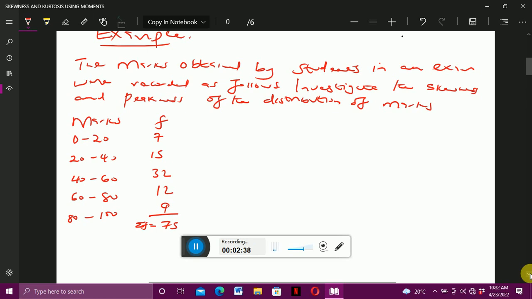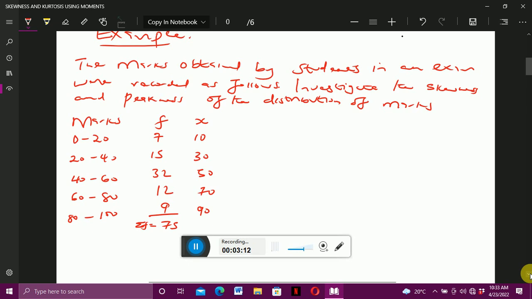So we want to investigate the skewness and peakedness, or the kurtosis, of the distribution of marks using moments. So we always start by getting the midpoints of the classes. 0 plus 20 is 20, dividing by 2 we get 10. 60 divided by 2 is 30. We have 50, we have 70, and we have 90.